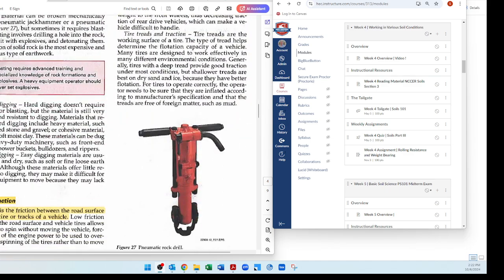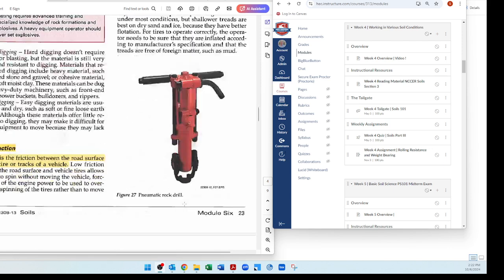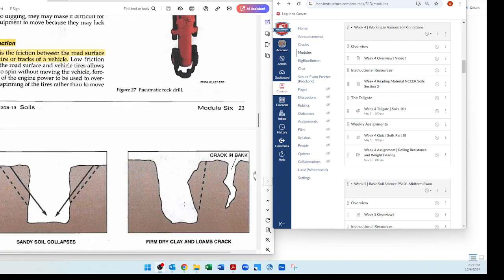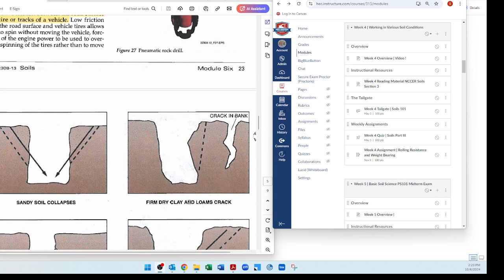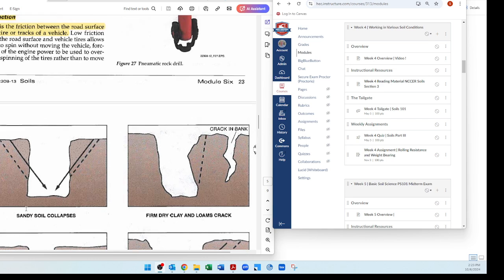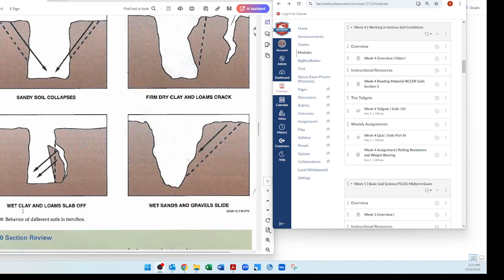this. Now, this is the pneumatic tool that I talked about for busting up rock. This is a throw-in here, and let's talk about trenching a little bit.